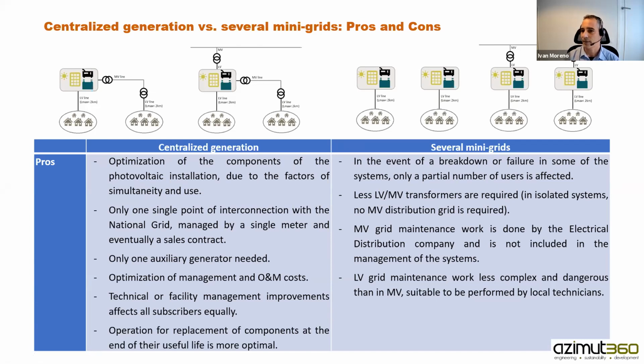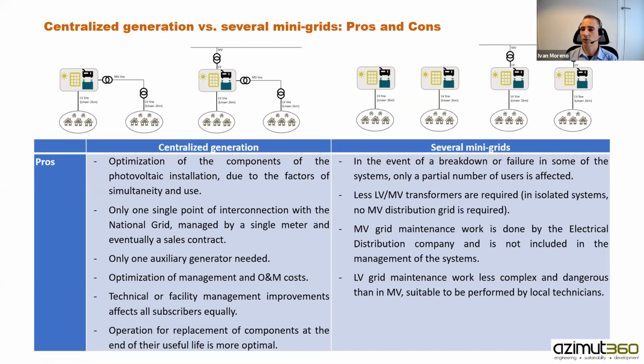Also, medium voltage grid maintenance work is done by the electrical distribution company, which is also a very good point. In the case of centralized, where you have a branch of medium voltage distribution, you have to take care of all this hardware and this installation. So in the case of isolated, the distribution company takes care of the expenses, the cost of the maintenance of the medium voltage line. And also the low voltage grid maintenance work is less complex and dangerous than in a medium voltage line, of course.